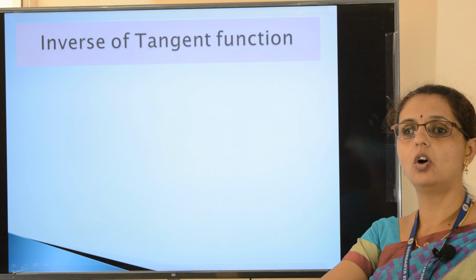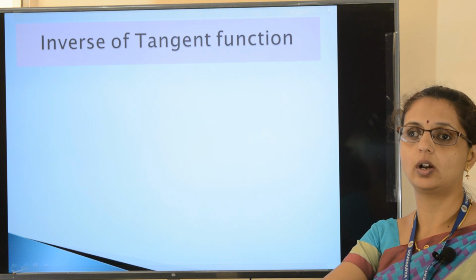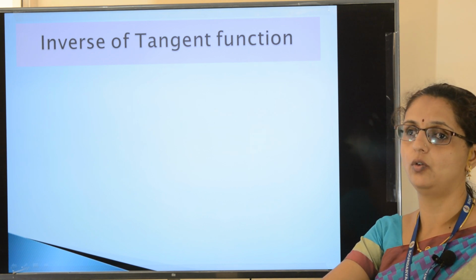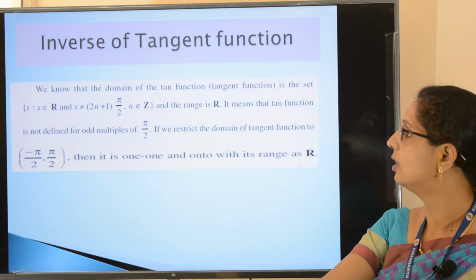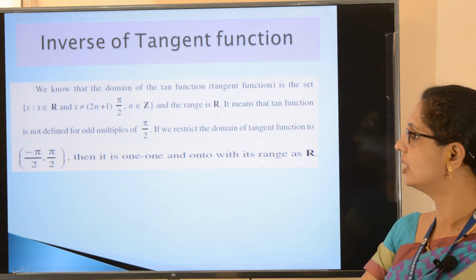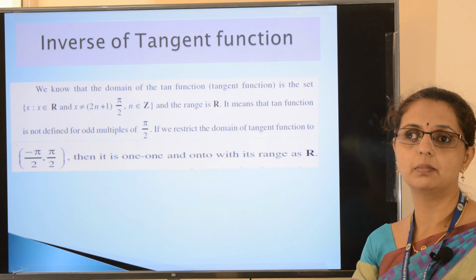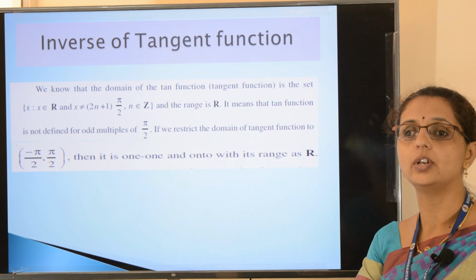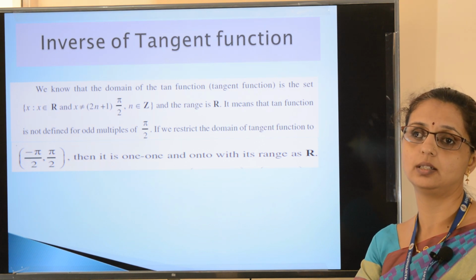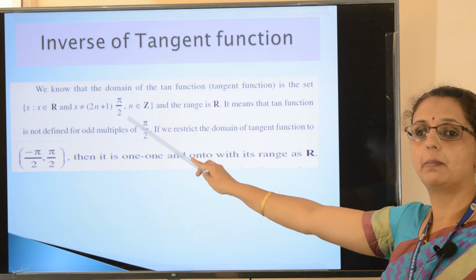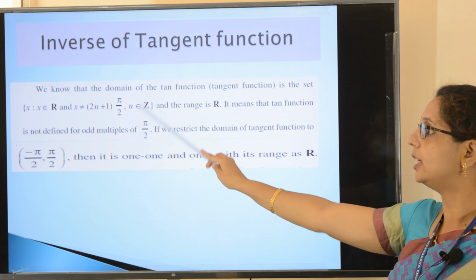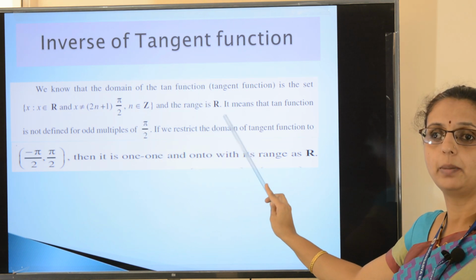Now let us move on to the third inverse function, called the inverse of the tangent function. Let us try now to define the inverse of the tangent function. We know that the domain of the tangent function is once again the set of real numbers, but not the complete set of real numbers: R minus what? R minus the odd multiples of pi by 2, R minus (2n plus 1) pi by 2, where 2n plus 1 stands for odd, and the range is the complete set of real numbers.